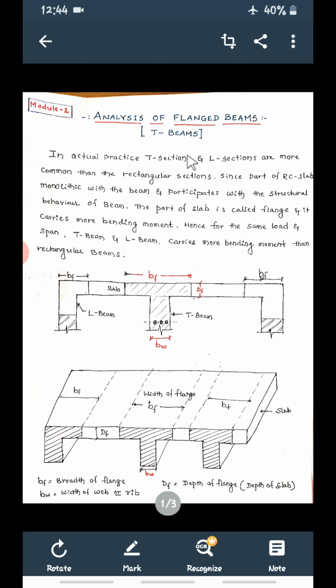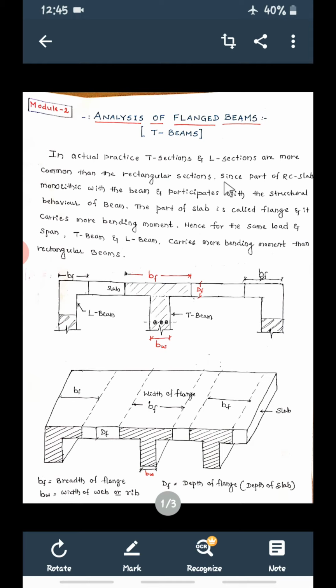So, what is the difference between this rectangular beam and this T beam and L beam? Normally, in all structures, whatever we are going to construct, buildings, in most of the cases we use these T beams and L beams. So why are these called T beams or L beams? What is the difference between rectangular and this beam we are going to see. In actual practice, T sections and L sections are more common than the rectangular sections. So we are providing in almost all the cases T beams and L beams.